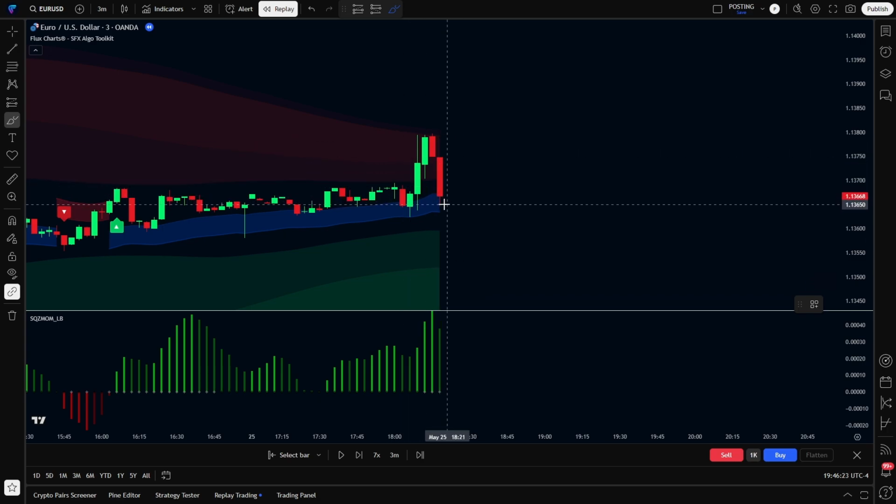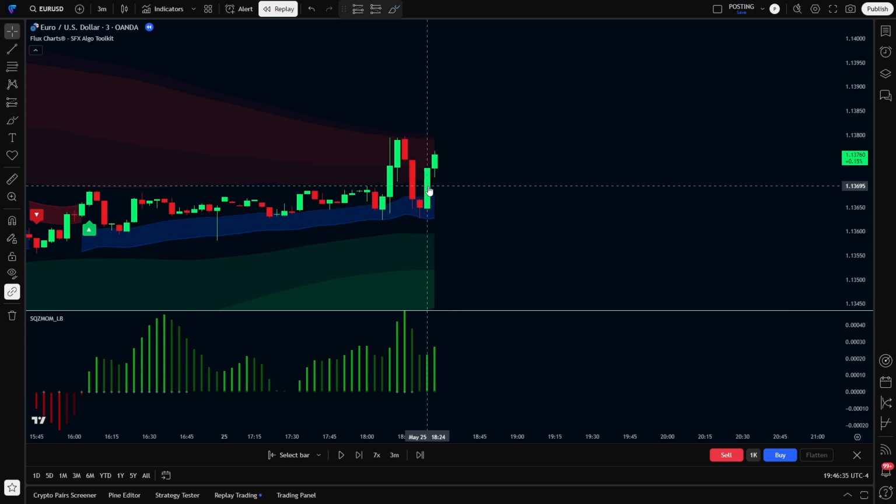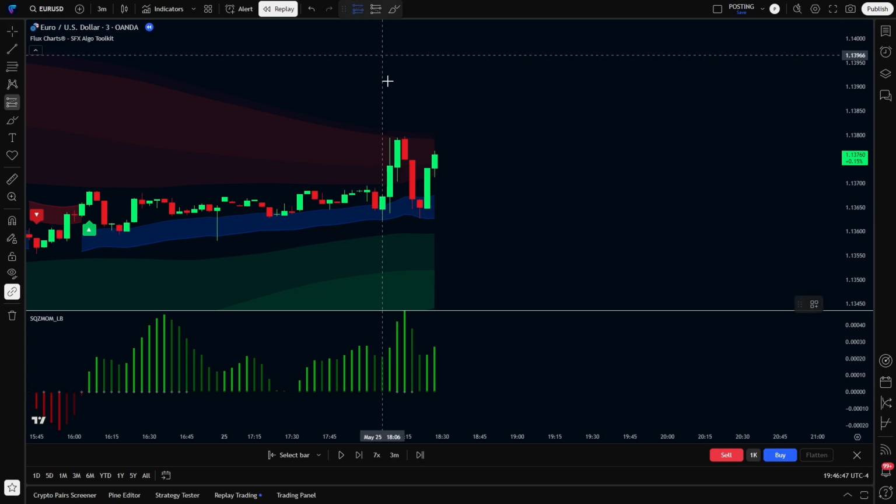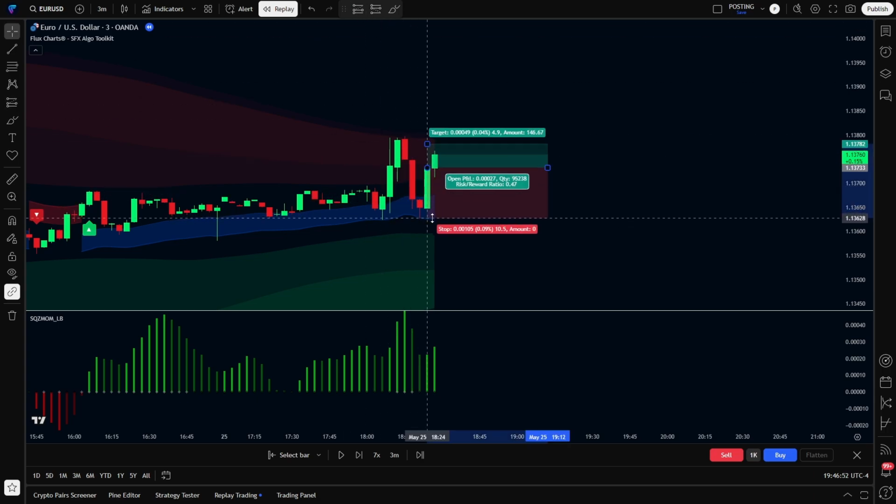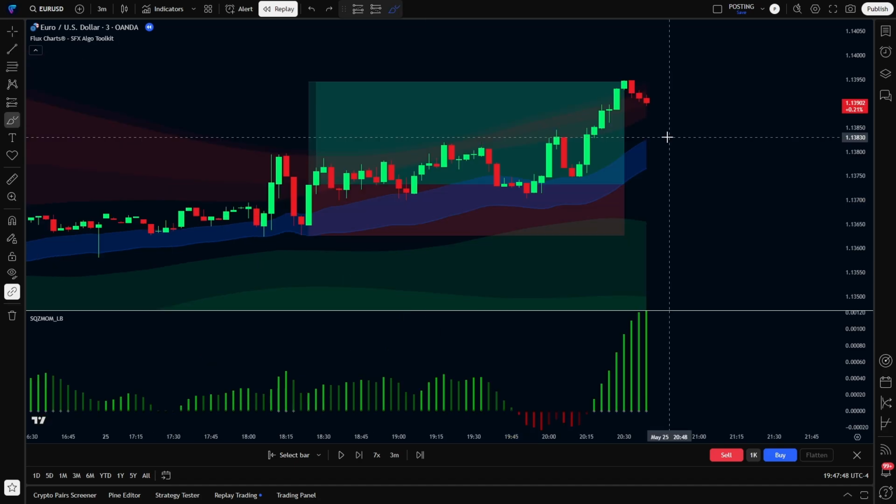So the next thing we're looking for is for a bullish candle to close above this Gauss ribbon. And right here, this candle closes above the Gauss ribbon. And if we look down at the squeeze momentum indicator, we can see that it is also bullish. So what we'll do is take a long entry at the close of this candle. We'll set our stop loss at the low of the Gauss ribbon, and we'll target a 1-to-2 risk to reward ratio. After some choppy price action, price eventually ends up hitting our take profit.